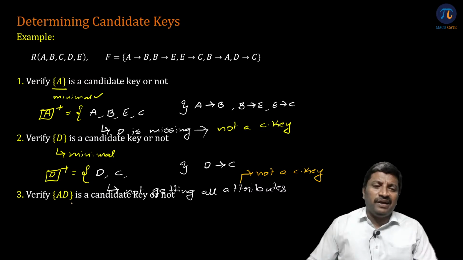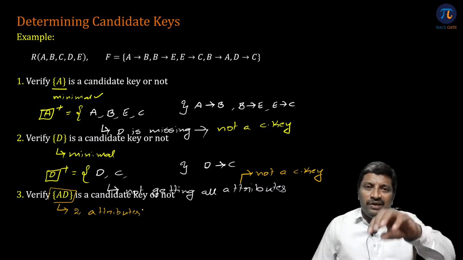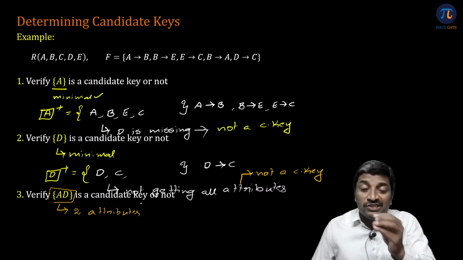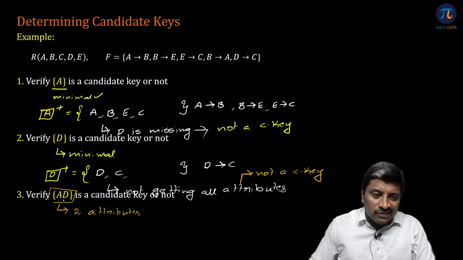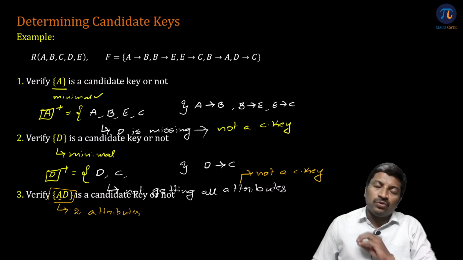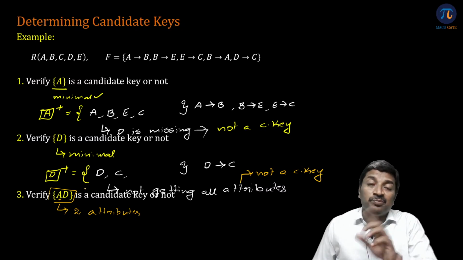Suppose I want to find whether AD is a candidate key or not. Now please look at this, sir. I have 2 attributes. Whenever I have 2 attributes, first I need to verify whether any attribute on its own is a candidate key or not. Suppose in this example, I got A is a candidate key. Then don't verify anything. It will not be a candidate key because it is not minimal.